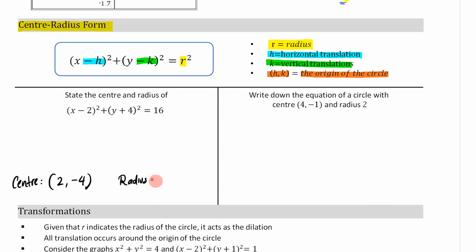The next thing that we need to talk about is what the radius is going to be. As you can see, the radius is given here. But remember, this is r squared. So it's the radius squared. So that means if I want to figure out what the radius is, I can't just write 16. It's the square root of 16, which is 4.